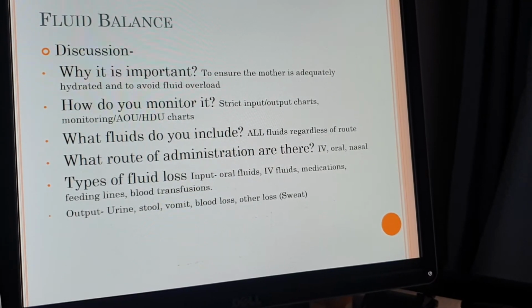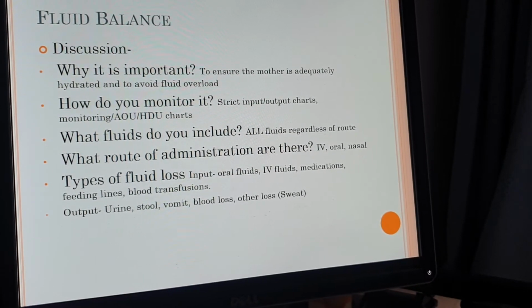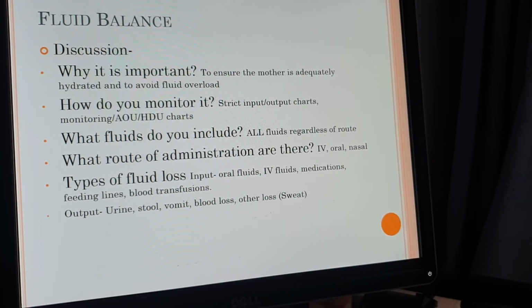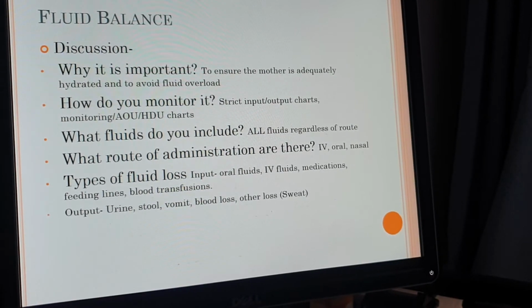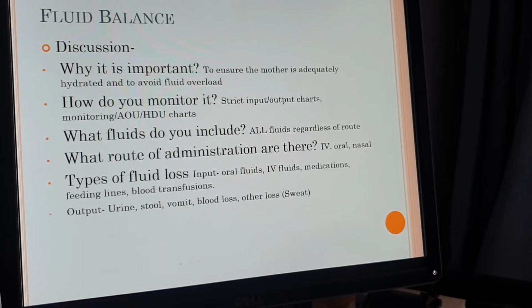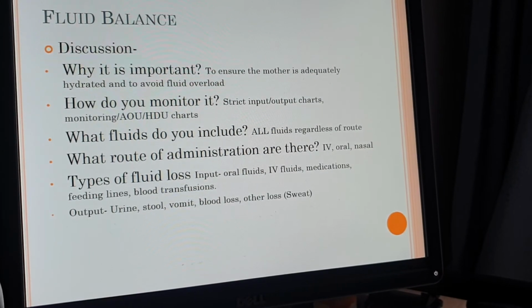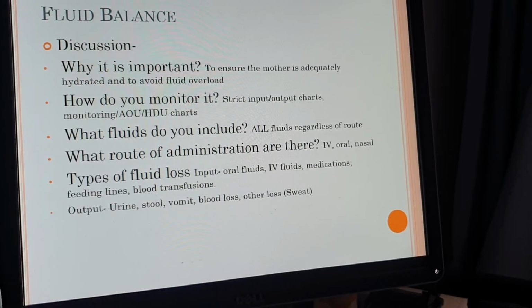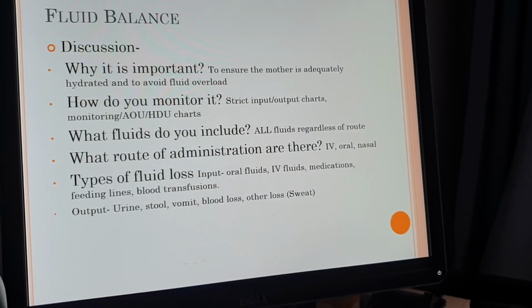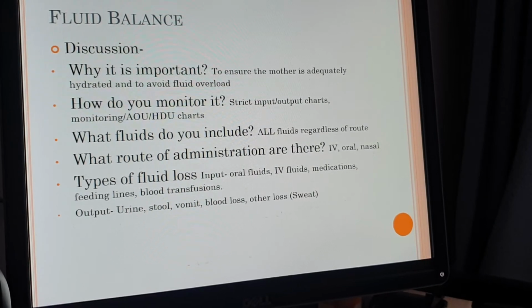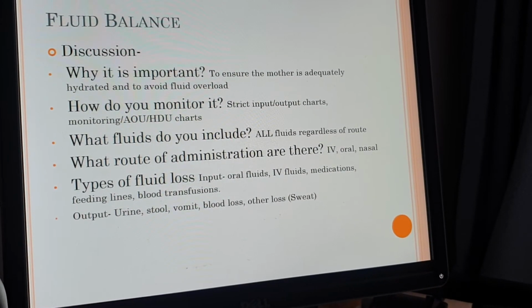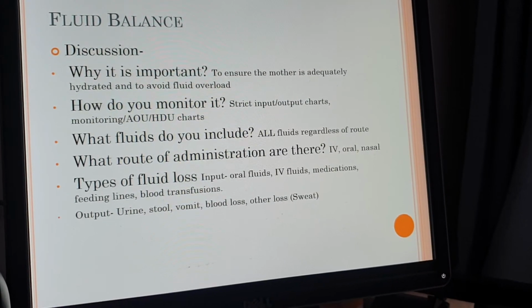How do we monitor fluid balance? Each local maternity unit will have their own monitoring assessment tools. They can be in the form of input-output charts, whether you use an AOU or an HDU chart, which will have your hourly input-output, thinking about whether you need to use a urometer for the monitoring of urine output, and this needs to be documented in whichever form is within your local trust.